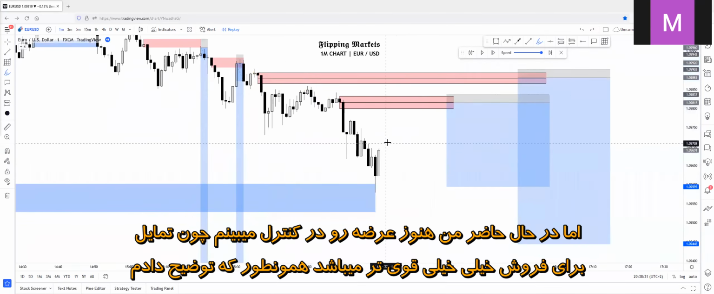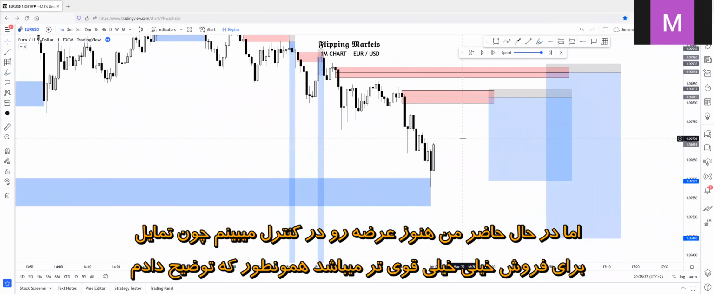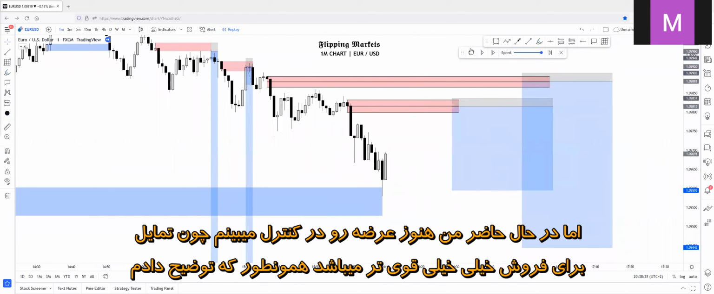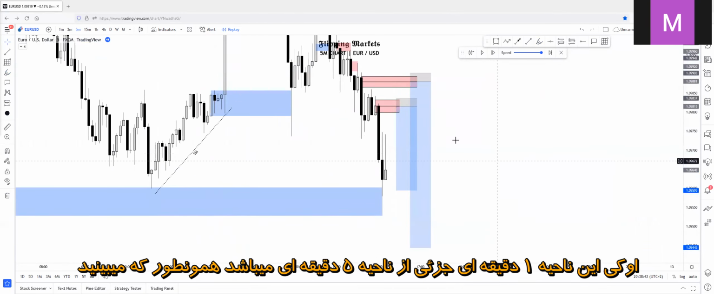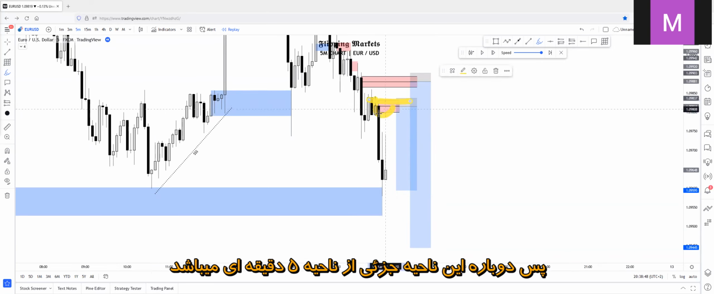But for me now, supply is still in control because the bearish intentions are much stronger, as I explained. So let me just switch to the 5-minute chart. That will be a little spoiler. Okay, this 1-minute zone is actually part of the 5-minute zone, as you can see. So this zone is part of the 5-minute zone again.